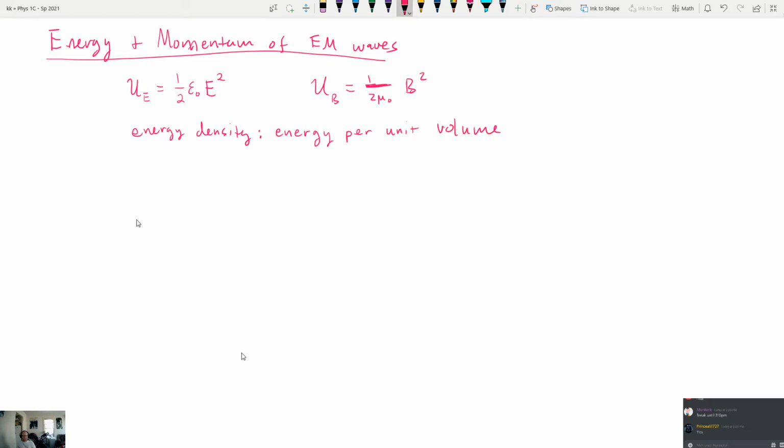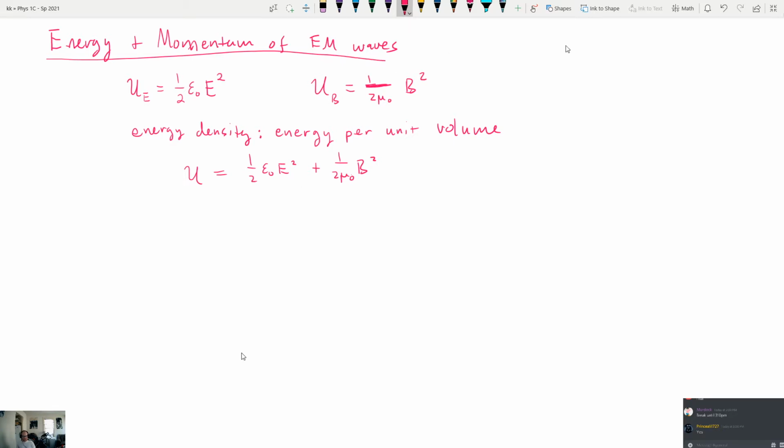And we said that if you have something that has both electric and magnetic fields in it, then you just get the sum of this. So the total energy density would be 1/2 epsilon naught E squared plus 1/2 mu naught B squared.